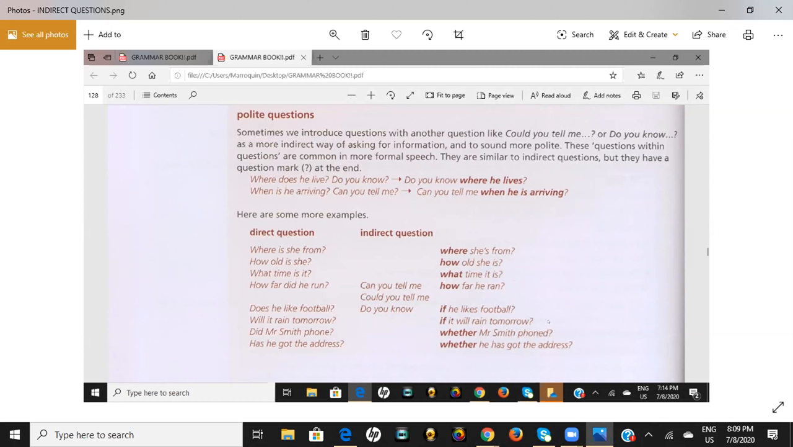Any questions here? No questions? Okay, so as you can see here, it's a more indirect way of asking for information and to sound more polite. Yesterday, I was mentioning that when you go to a job interview and you make questions, you want to sound polite. So this is a good way to make questions. Any questions or comments?